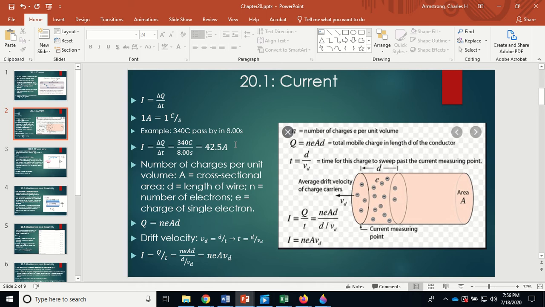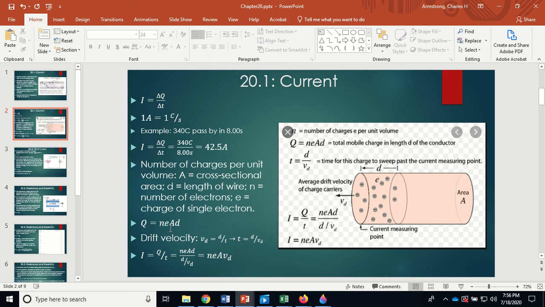N is the number of charges per unit volume, A is the cross-sectional area; it's in your book. I don't really ask any questions on this, but for the equation here, the current would be equal to, well, we solve for, let's go with what I have over here. So Q equals NEAD. What is that? That's the amount of charge that's in here. So what do we need to do? We need to find this volume. The volume is going to be the area times the length, or the distance here. Those two times each other give you the volume.